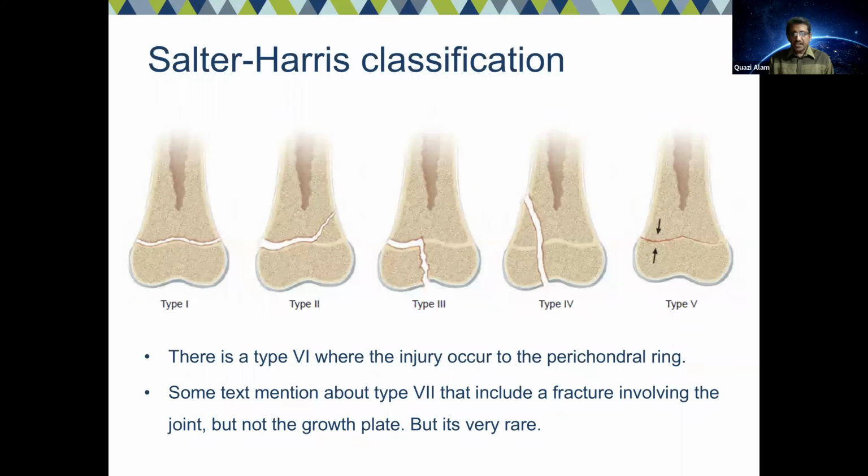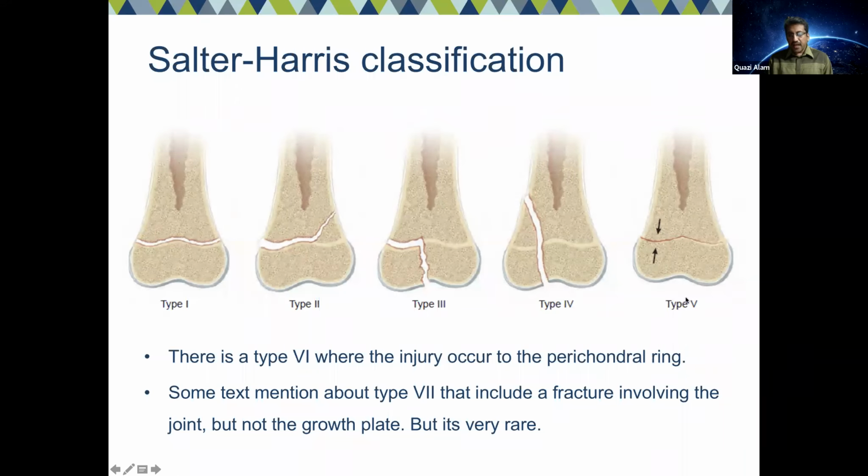So these are the pictures we know from the very beginning of our orthopedic career. It is basically of 5 types. But in some textbooks, there are some type 6 also, which is actually a perichondral ring formation at the end of the growth plate. In some textbooks, there is a type 7 also.